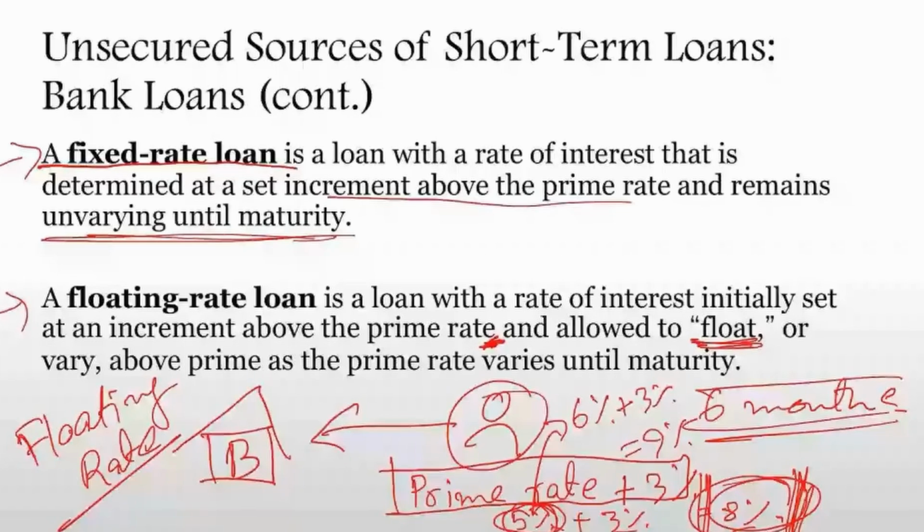So a floating rate loan varies as the prime rate varies, but a fixed rate loan does not vary. It is fixed at the beginning of the loan period.